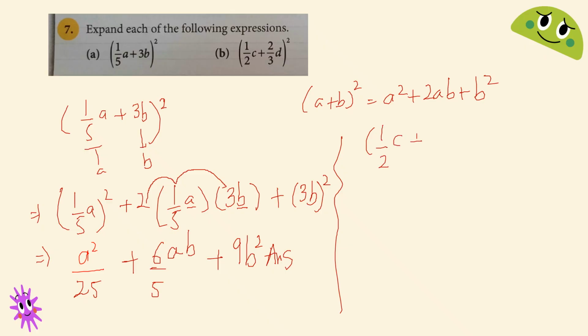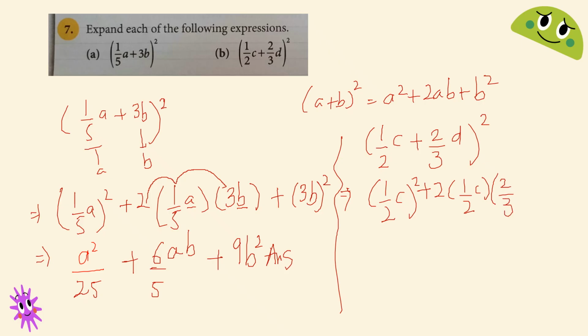(1/2 c + 2/3 d) whole square. Again I will be applying identity number 1, because it has a plus sign in between the terms. So it will be (1/2 c) whole square, that is a square, then plus 2a is 1/2 c, and b is 2/3 d, and then b is 2/3 d, and it is a whole square, right?